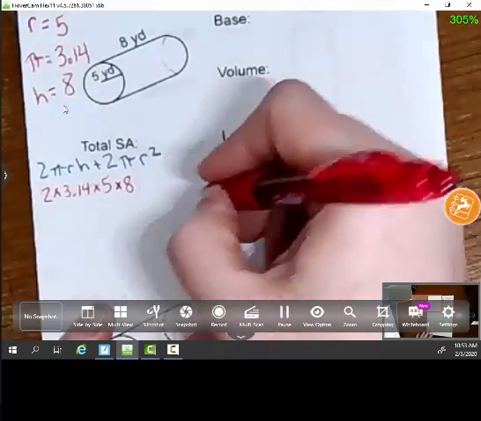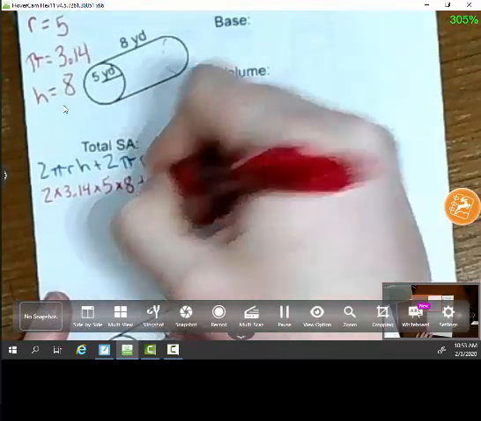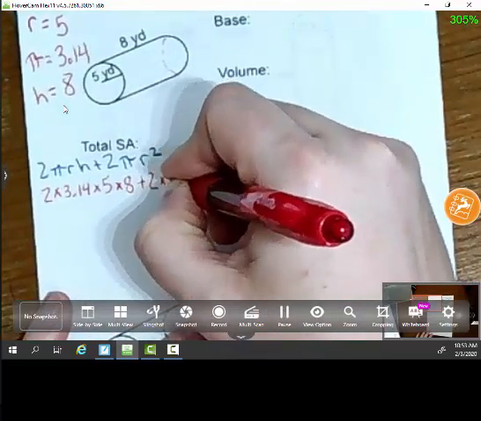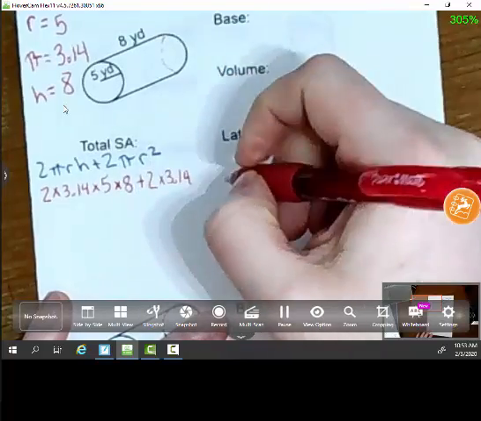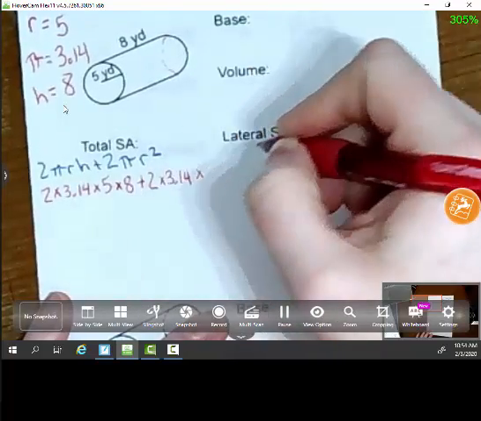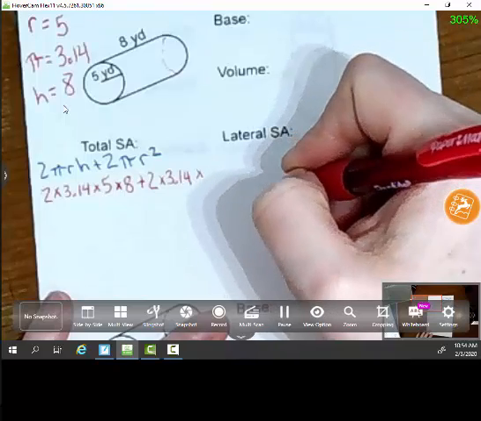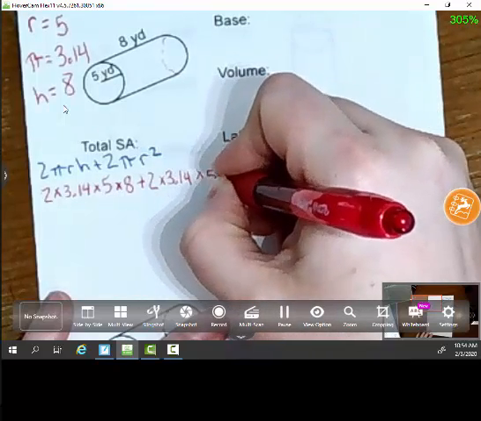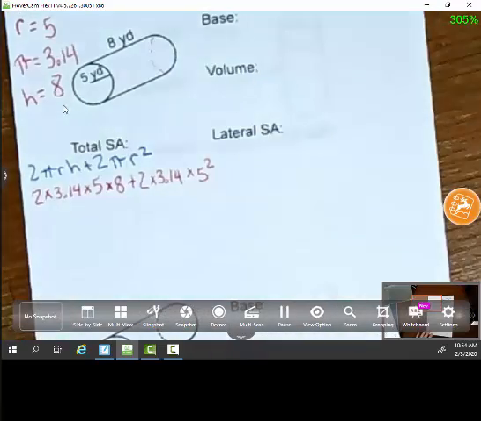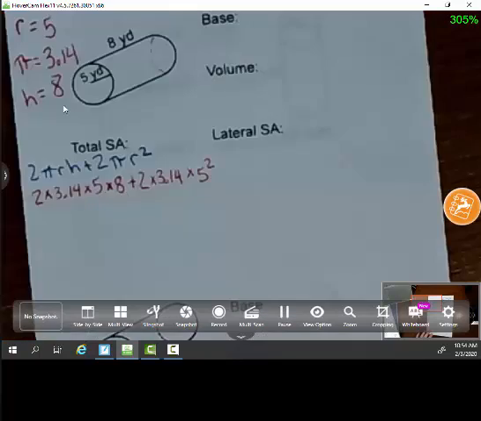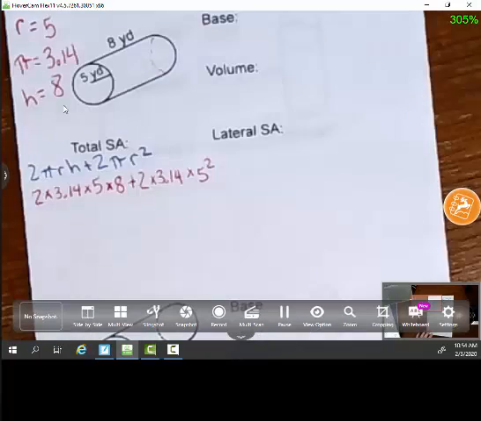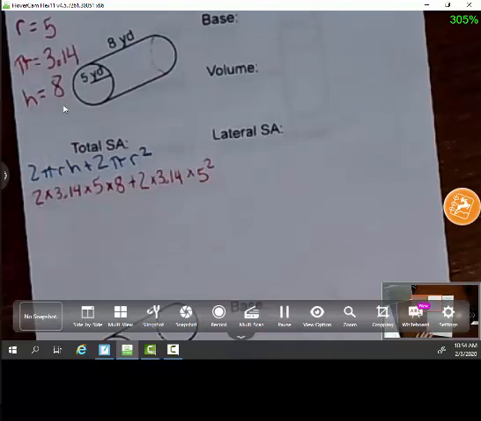Plus 2 times 3.14 times 5 squared. All right, so before you touch a calculator, make sure you have it all written out correctly. Did I lose anybody? Is there even that many numbers up there? I have a question. I know it's a whole mess, R squared.